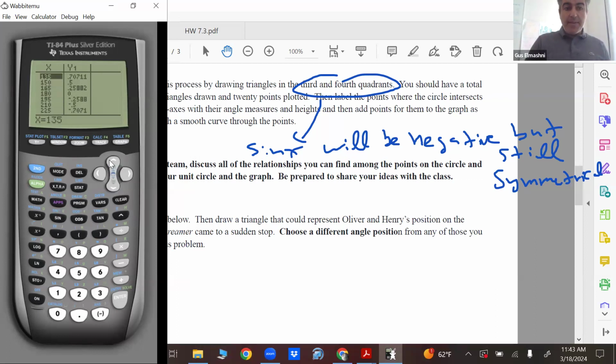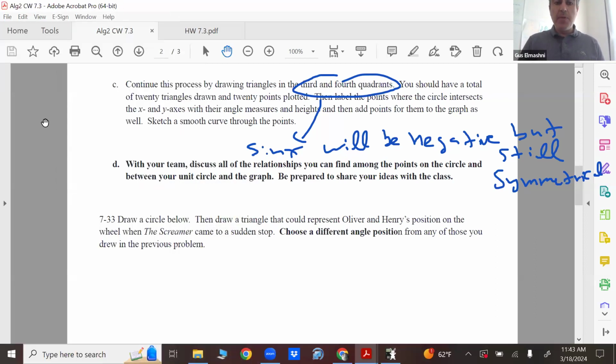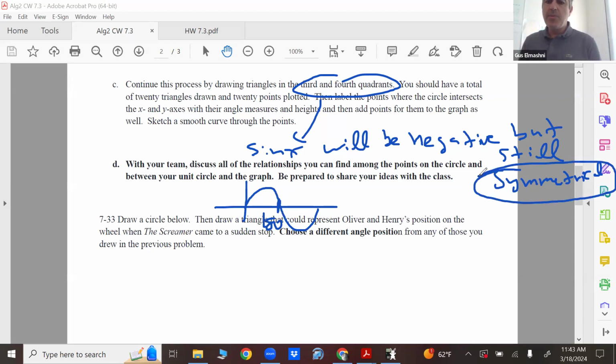135, you get 0.7, 225, you get negative 0.7, and so forth. And that's why the graph is below the x-axis now, right? So it was above initially, then went below. And that 180 is right in the middle, right? So that's what's happening. So the relationships you can find among the points in a circle, it's really all about symmetry. That's really the relationship between them.